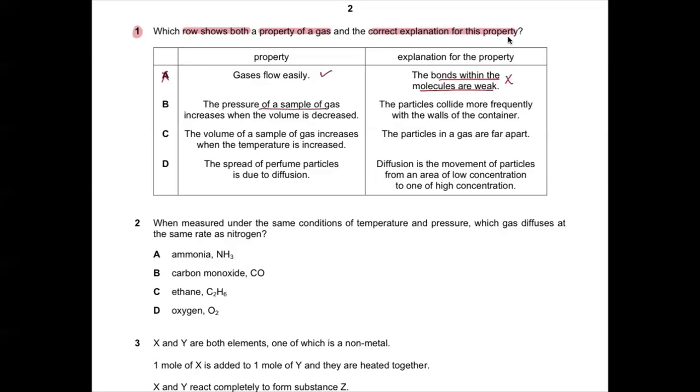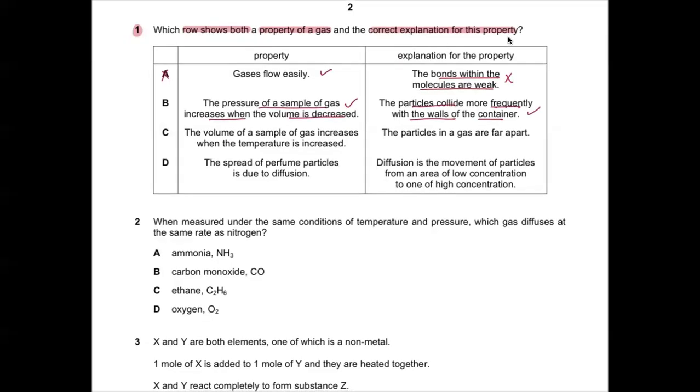The pressure of a sample of gas increases when the volume is decreased. Yes, that is correct. The particles collide more frequently with the walls of the container. Because if there is less space, the particles are going to collide more frequently. So it seems to be correct, but we have to check whether the rest are wrong.